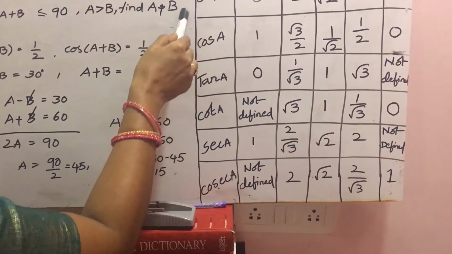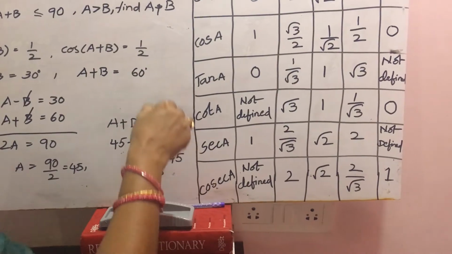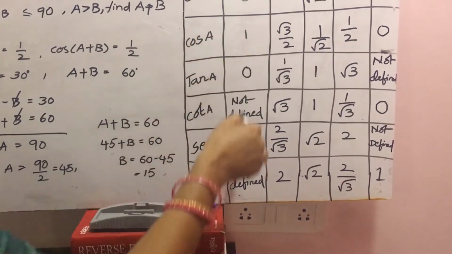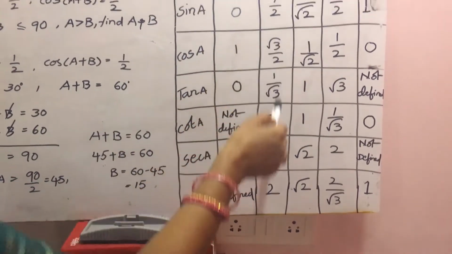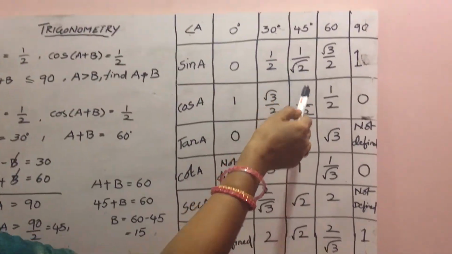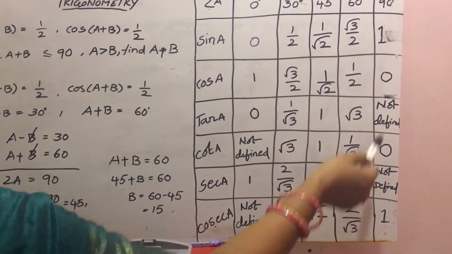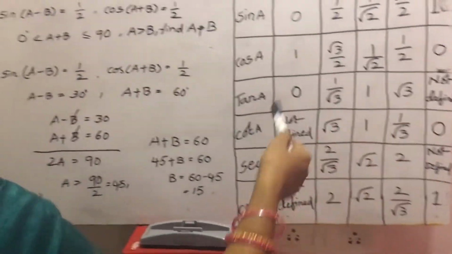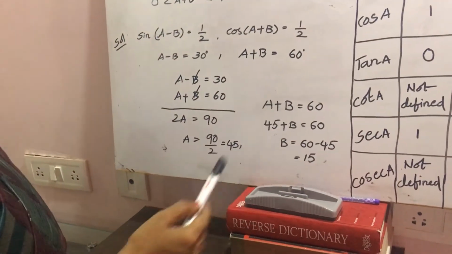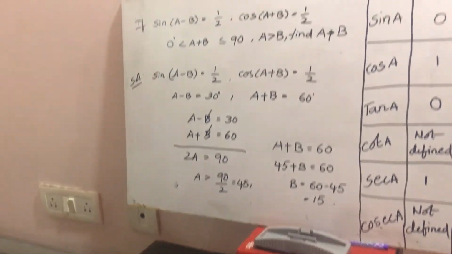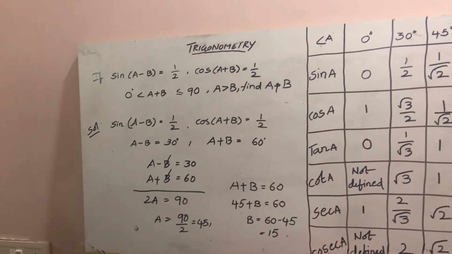And we know sine and cosec are reciprocal functions, and 1 by 0 is not defined. 1 by 1 by 2 is 2, 1 by 1 by root 2 is root 2, 1 by root 3 by 2 is equal to 2 by root 3, 1 by 1 is 1. In this way, we can find out all the trigonometric ratios if we know sine and cos values.